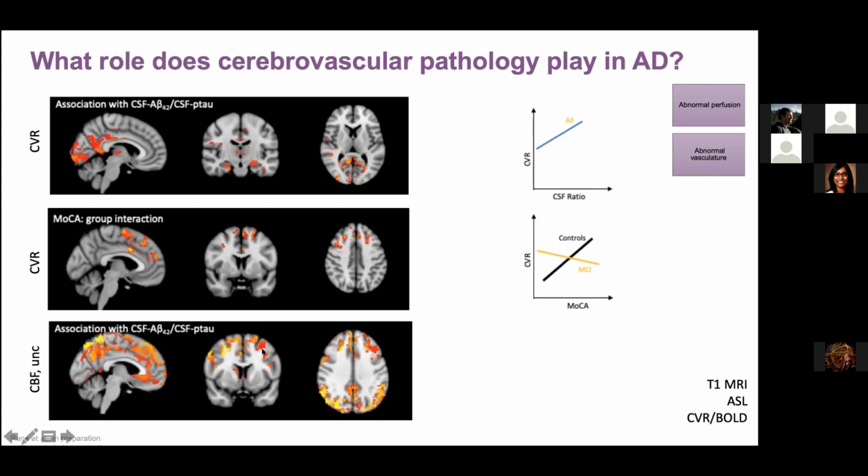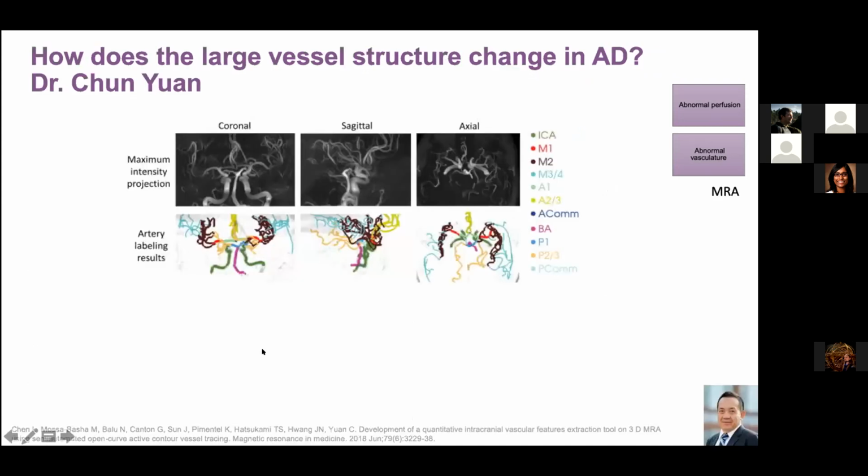So we've been looking at perfusion, and this is all related to small vessels, as we refer to it. We're looking at white matter tissue, gray matter tissue. What about the actual vessels?